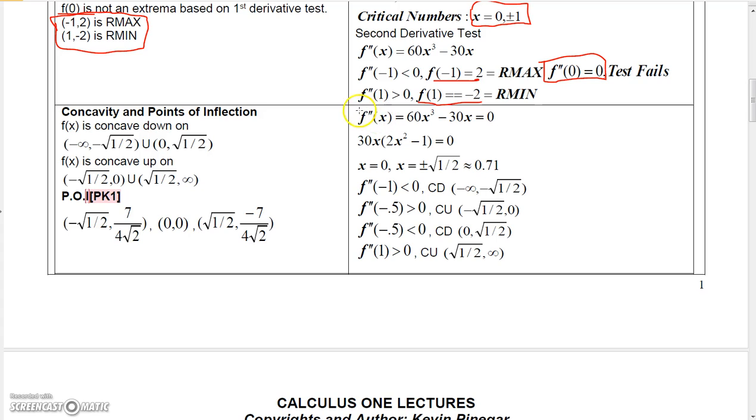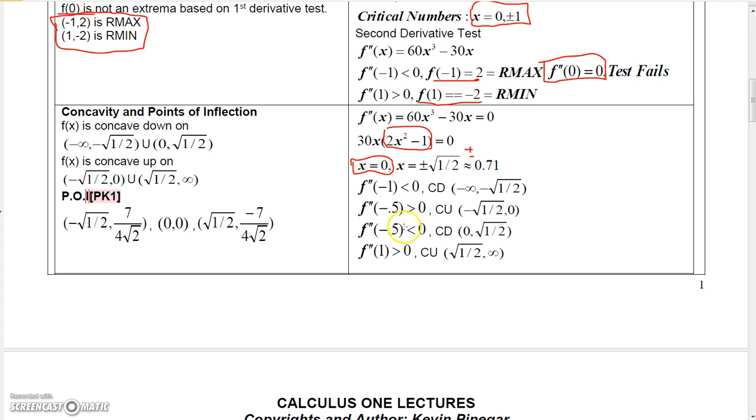Okay, so we need the second derivative. So over here I got the second derivative. I factored 30x out, and I got 30x times (2x squared minus 1). Well, that means x equals 0 is a possible point of inflection. But if I set 2x squared minus 1 equals 0 and solve it, I'll get x equals plus or minus the square root of a half, which is actually plus or minus 0.71.